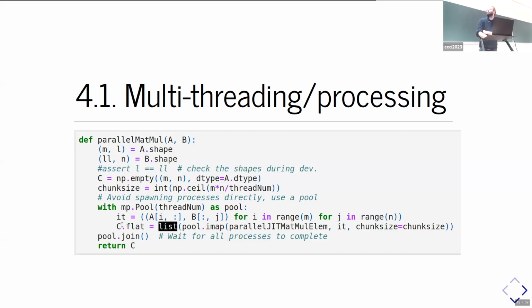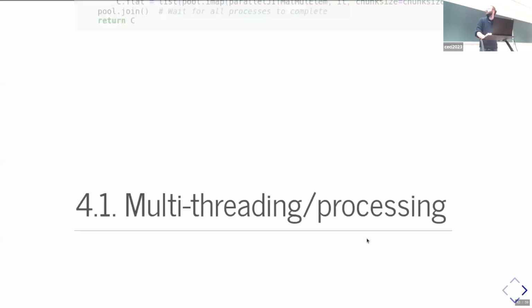Okay? So I use C flat, the flat version of C, because it's row major, and now it's going to work. It's I first, the row first, and then the column. So that's the parallel version of my code.